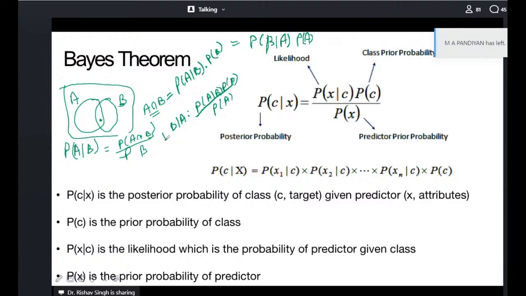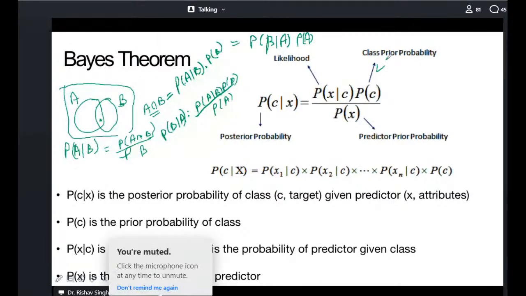Okay. So if I try to solve it, simply, probability of B given A is equal to probability of A given B into probability of B divided by probability of A. This is your Naive Bayes formula. It's nothing much. It's just probability. This is what you get.